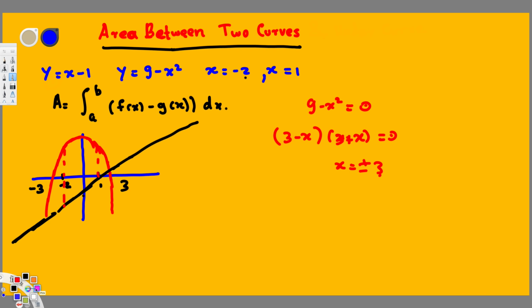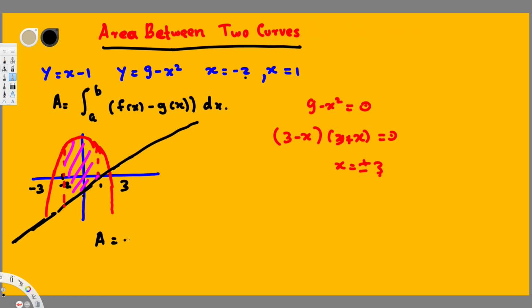Let's shade this one with a different color. So let's see how we can calculate this. In order to do this, we are going to use this equation. Here the top function is this parabola and the bottom function is this line right here. So f of x is going to be this 9 minus x squared, and the bottom function is this one, g of x. Now let's go ahead and plug it into this equation.